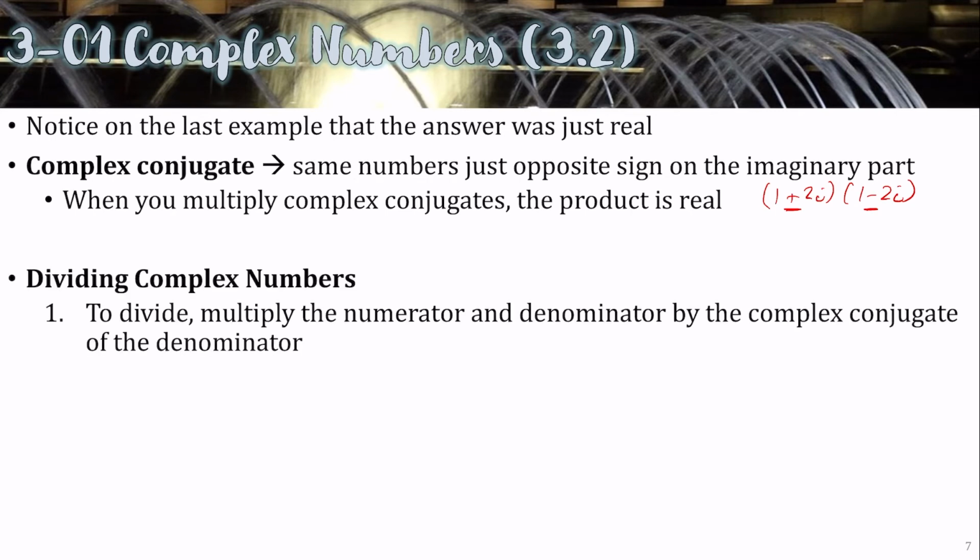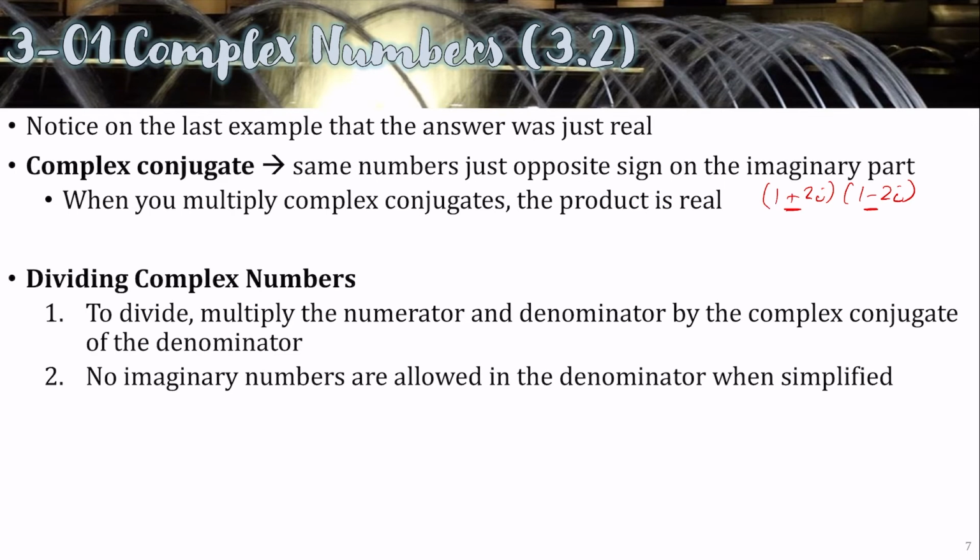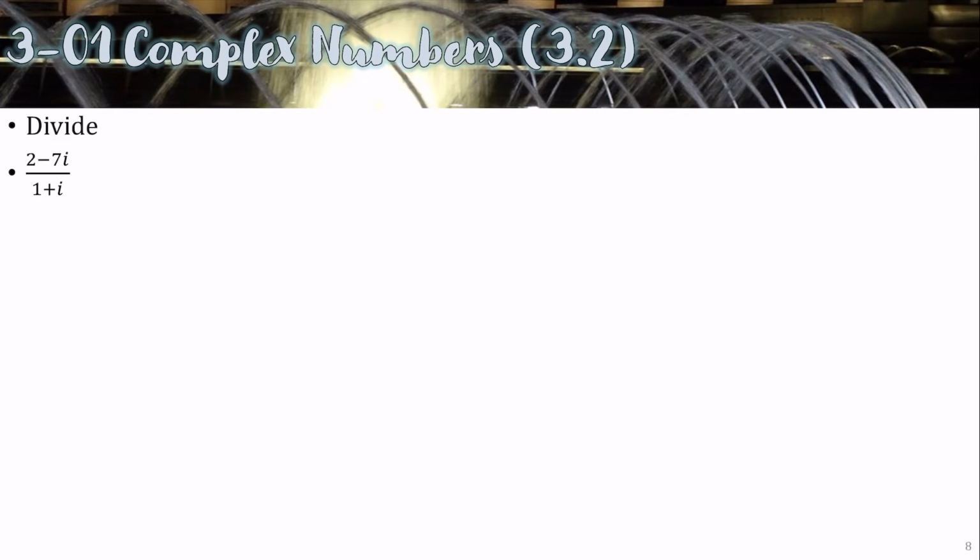So to divide complex numbers, you can't have an i in the denominator. No i's allowed in the denominator. It's like a radical. You can't have a radical in the denominator. So what we'll do is multiply the numerator and denominator by the complex conjugate of the denominator. So let's divide these. The denominator is 1 plus i, so we're going to multiply by 1 minus i. It's the same numbers, different sign in the middle.